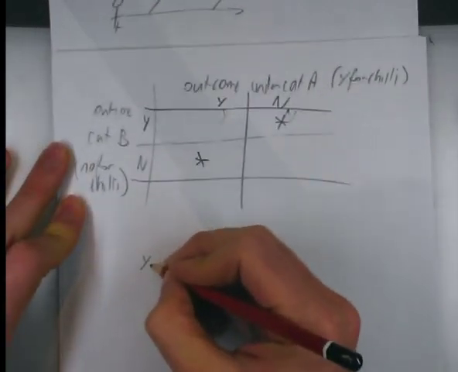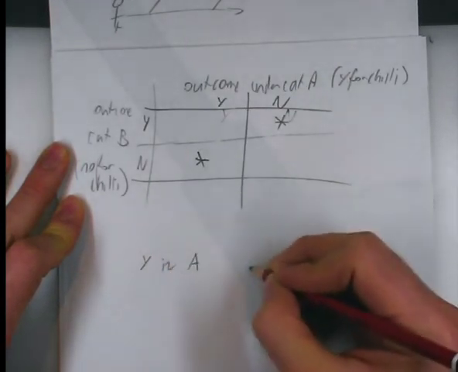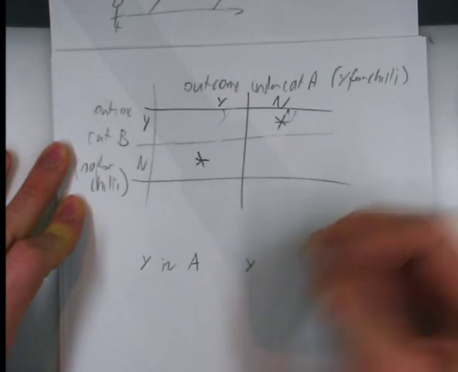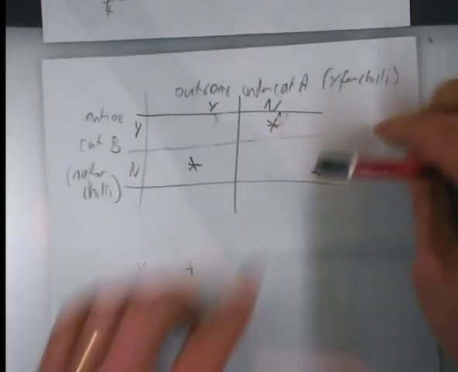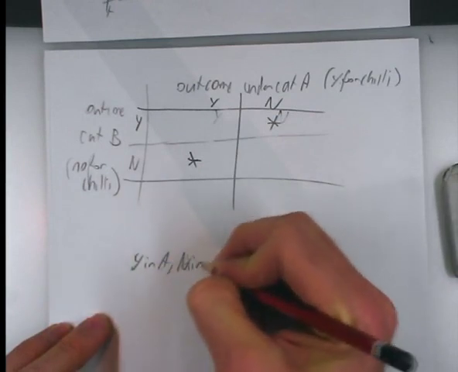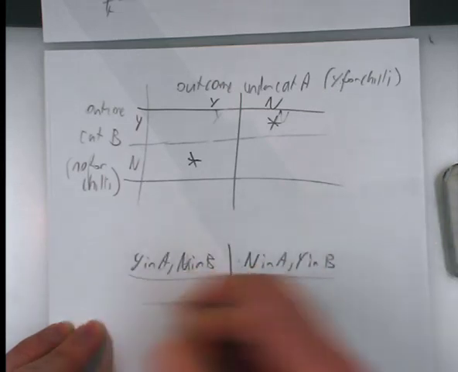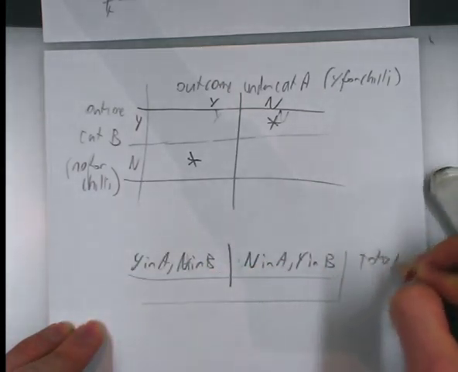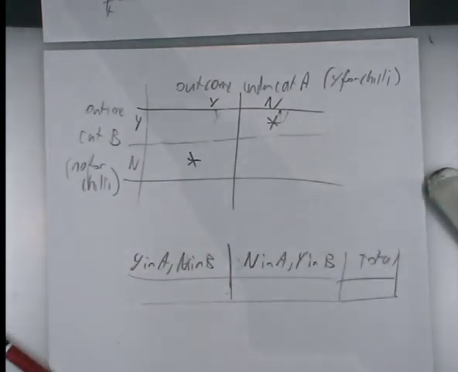And you actually make a brand new table. So yes in A, no in B, and no in A, and yes in B. And you make a brand new table which has a total. And if it didn't make a difference and people were just randomly being hot or cold for no good reason, you'd expect it to be 50-50 here.